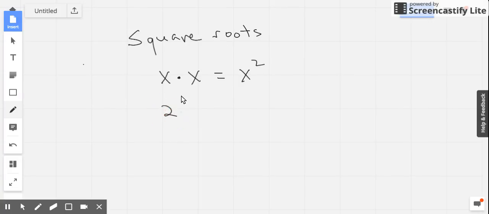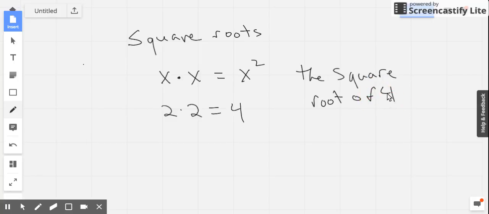So we could say 2 times 2 is equal to 4. And therefore you would say the square root of 4 is 2. And the other way of writing that is with this symbol, which is the square root symbol. So this says the square root of 4 is 2.